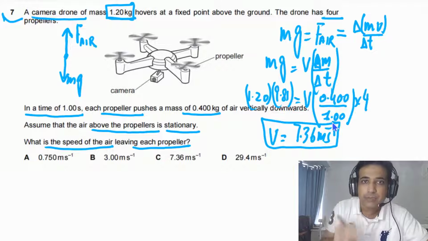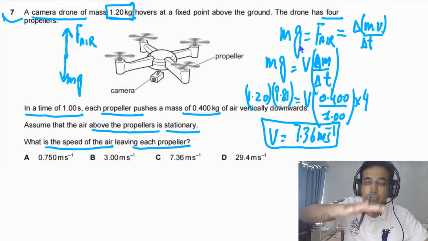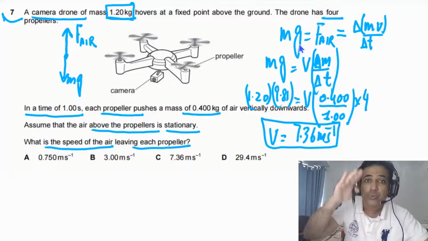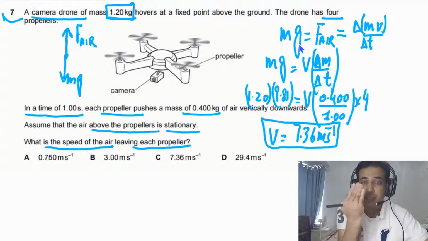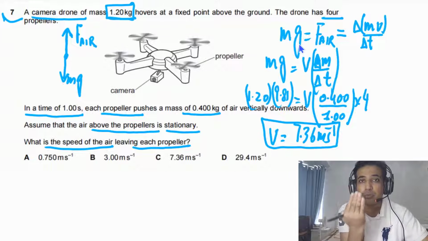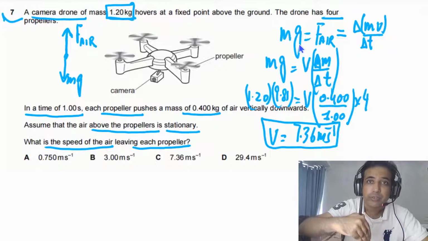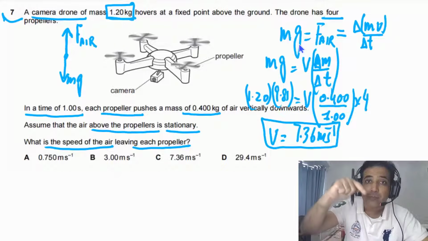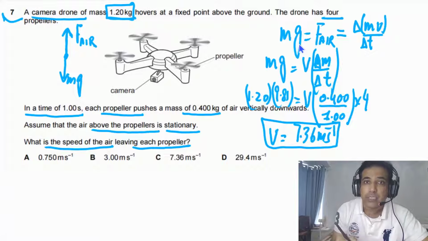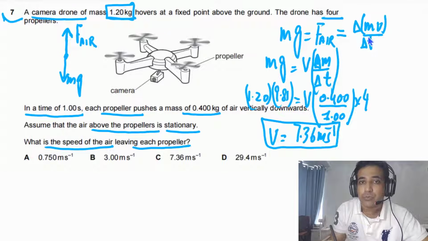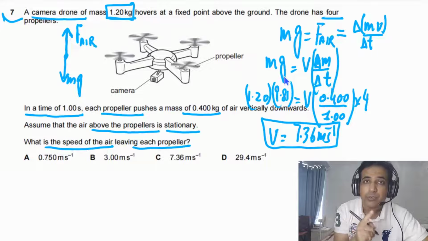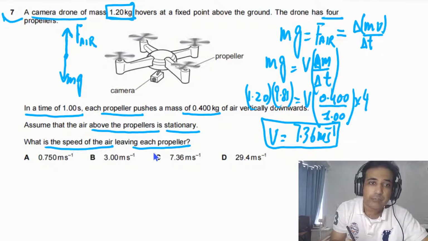It is a typical question. So in this case, weight is balanced by the force on the drone by air. So air is pushing on the drone in upward direction and the drone is pushing on air in downward direction, and that is the resultant force on air. So that's the reason we can use F is equal to rate of change of momentum. Very important concept. This is a proper way to understand this concept. So the answer for this question is C.